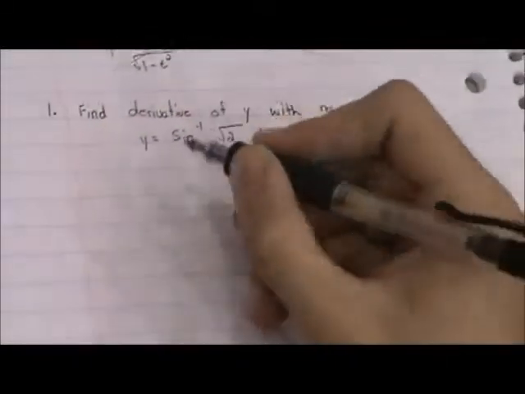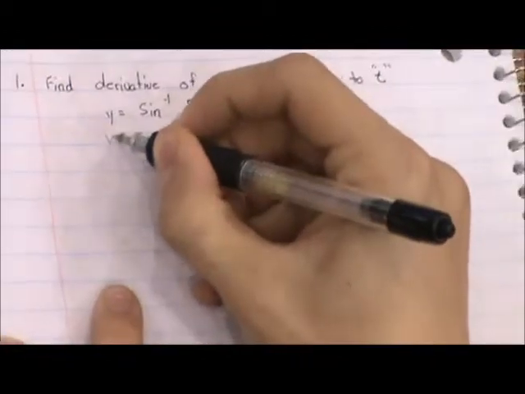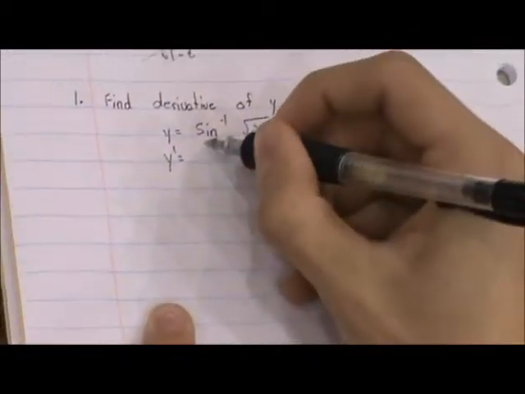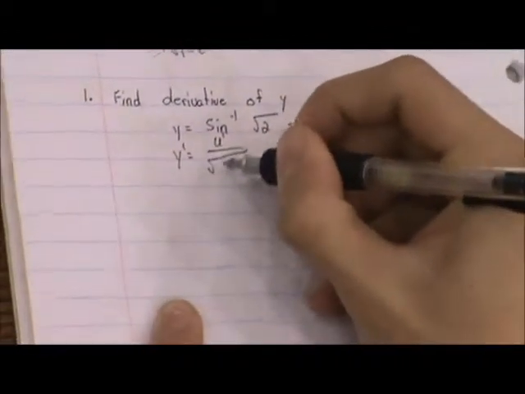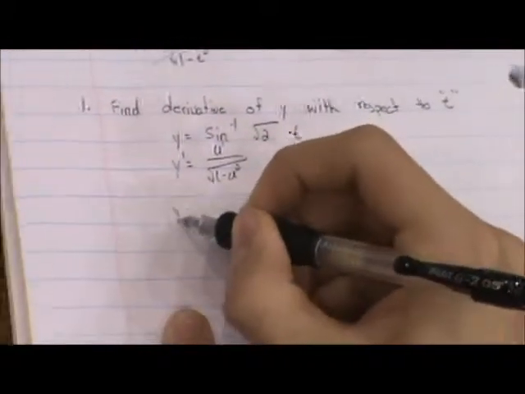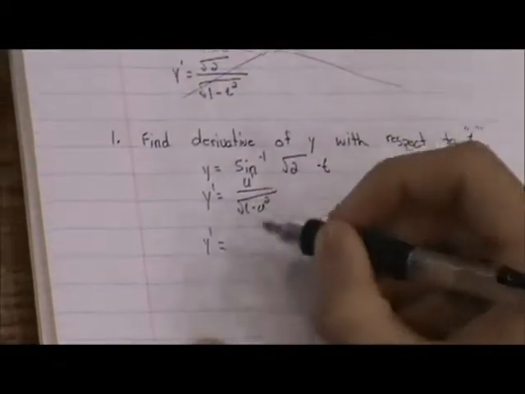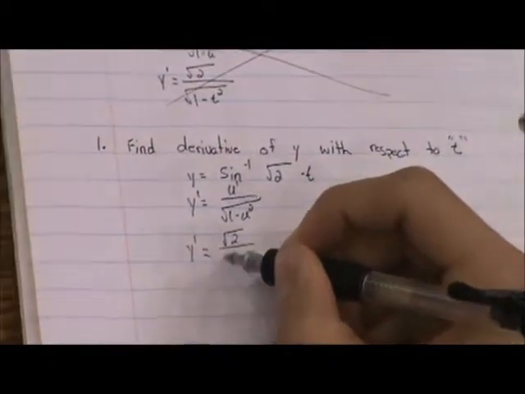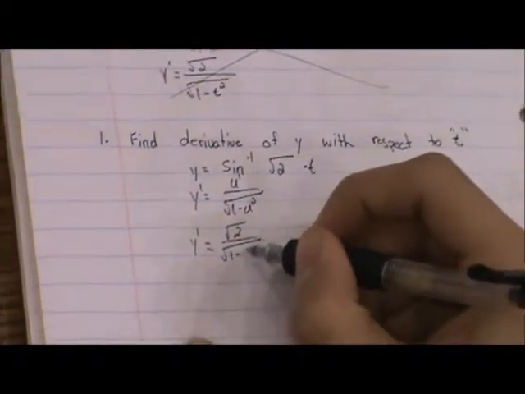y minus pi over 2 equals 2 over pi times x minus 1. Okay, for this example, we need to find the derivative of y with respect to t with the given equation of y equals the inverse sine of root 2 times t. So to take the derivative of the inverse sine, you need to know that y prime will be equal to u prime over root 1 minus u squared. So now we can take the derivative. It will be y prime is equal to root 2 over the root of 1 minus 2t.